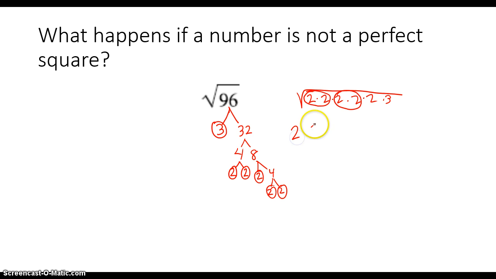So I have 2 groups of 2 that can come out, and I'm going to multiply those. And inside, I still have 2 times 3. Well, 2 times 2 is 4, and 2 times 3 is 6. And there you go. You have simplified the square root of 96.